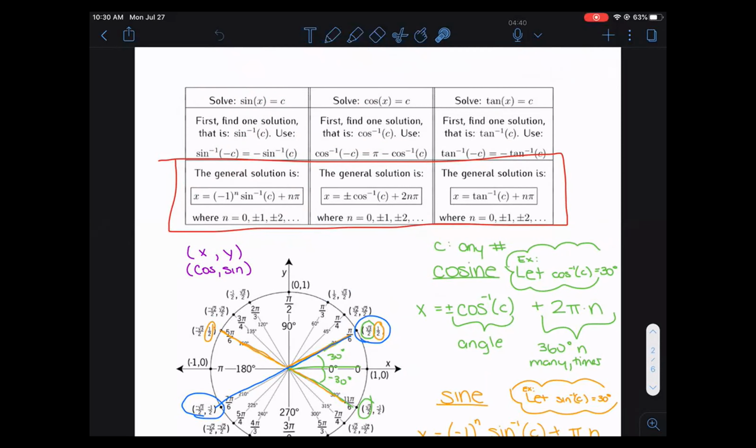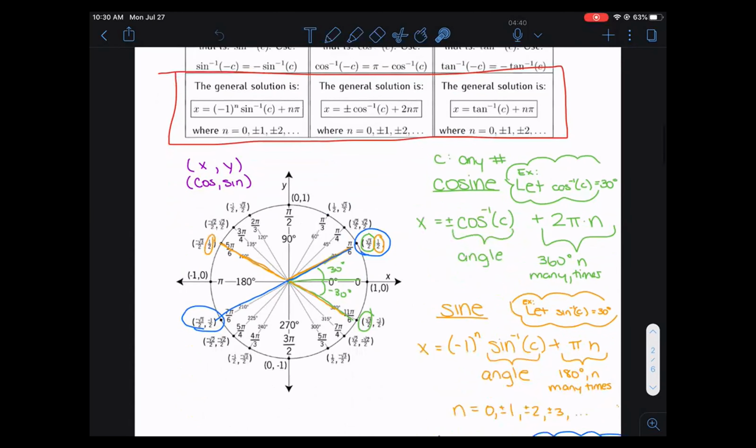This general solution is a representation of all your solutions, not just the angles from 0 to 360, which is what some of you have learned previously. I'm just going to go over how and why these make sense. If you want to remember the formulas, that is also fine, but this is about making sense of why we have these. So I'm going to use the unit circle as an example to help you understand this part.